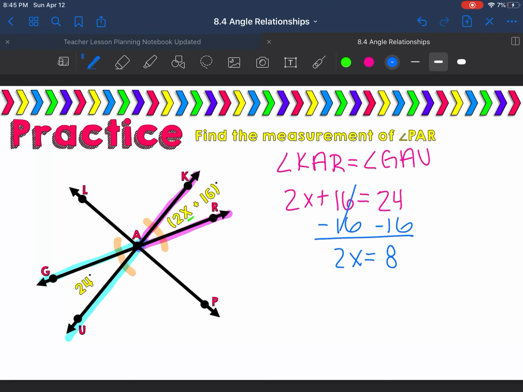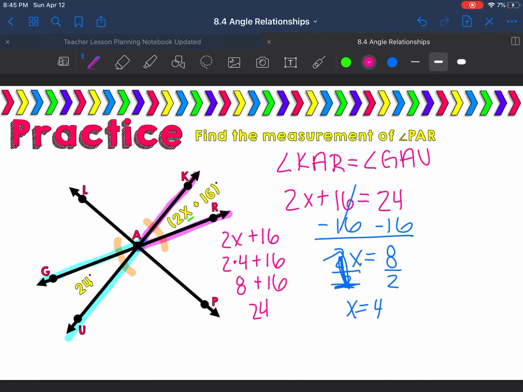Next, I'm going to multiply or divide. In this problem, I'm multiplying, so I need to do the inverse operation, which is dividing. So I'm going to divide by 2 on each side. 2 divided by 2 gives me 1. That leaves me with 1x, or x equals 4. So now I can plug that x equals 4 in and make sure that it actually does equal 24. So let's do 2x plus 16. Substitute my 4 in. So that's 2 times 4 plus 16. 2 times 4 is 8, plus 16 is 24. So this angle equals 24.